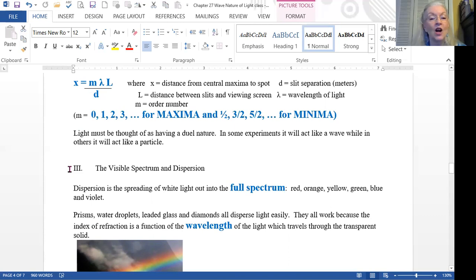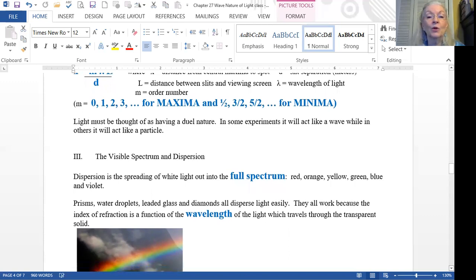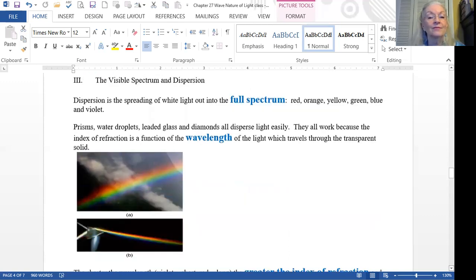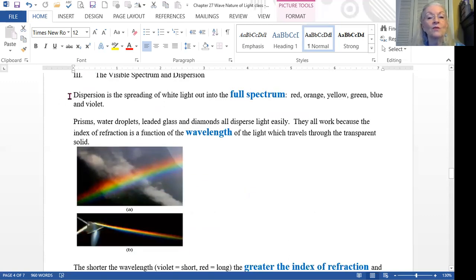All right, let's look at the visible spectrum and dispersion. Dispersion is what gives us all kinds of pretty effects. Rainbows are a result of dispersion. I guess that's probably the one that we're most familiar with. So when you disperse white light, you spread it out into its full spectrum: red, orange, yellow, green, blue, and violet. So prisms and water droplets and diamonds and leaded glass all do this.